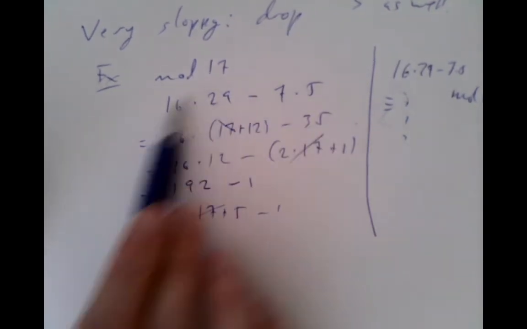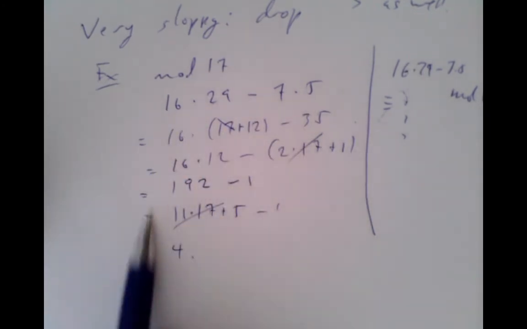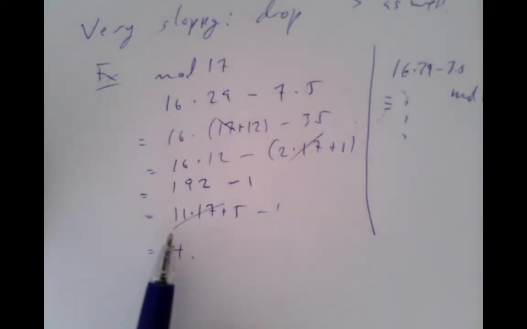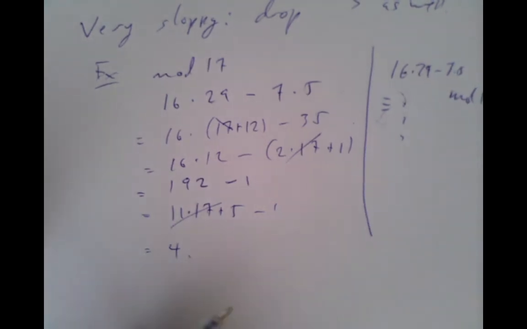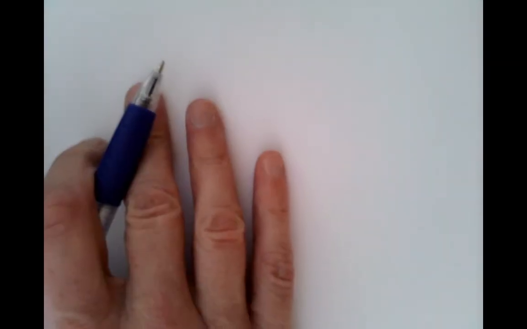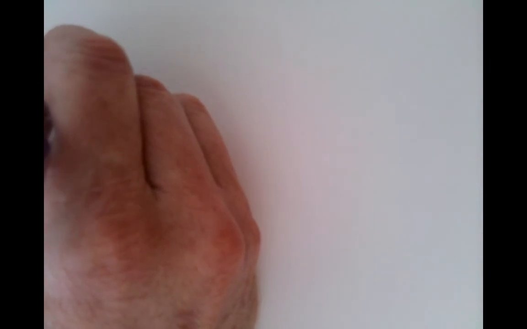I just use ordinary arithmetic operations as if these were usual numbers, but writing mod 17 at the top so I know that I'm allowed to cross out 17s at each step. So I pointed out that one of the major issues here for us is going to be division. We don't have a nice way to divide numbers, so that's a problem.